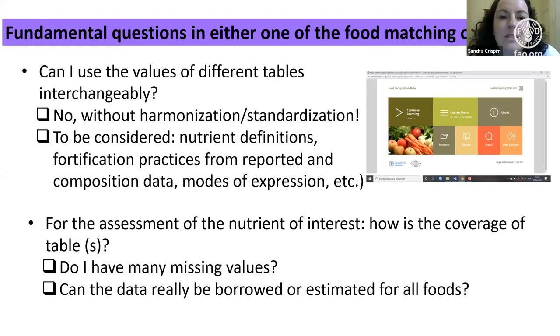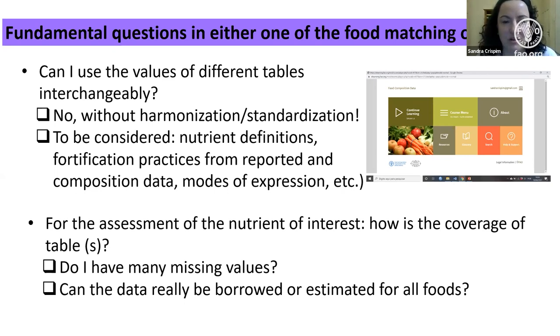I also need to ask myself when using food composition tables for diet assessment: can I use the values from different tables? A lot of assessments may be using information interchangeably without consideration of the need for harmonization and standardization. This is a problem that I usually see in practice and I think we should avoid. We need more understanding that nutrient definitions and fortification practices are different from country to country. Modes of expression also need to be standardized, and all other aspects that are highlighted in these evaluation systems you have seen presented this morning.